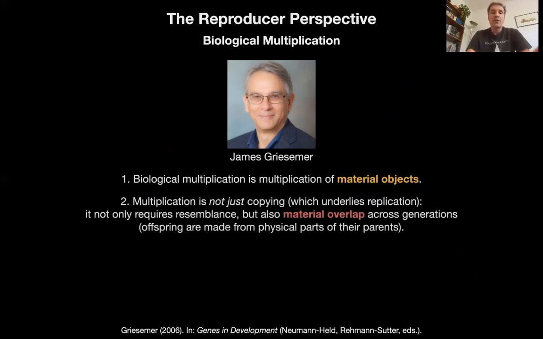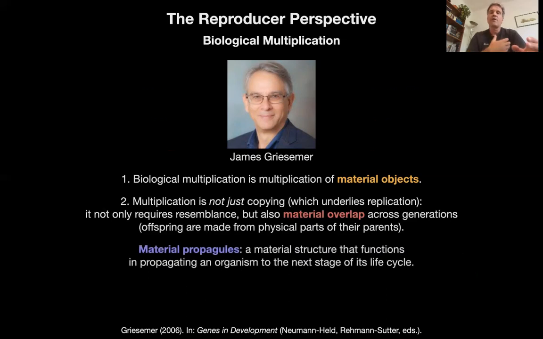Multiplication is not just copying, not just like Dawkins' idea of a replicator. It not only requires resemblance, which is what defines copying, but also material overlap across generations. You are made of parts of your parents, ultimately. And without that material contribution, you cannot develop. Even Dawkins admits this in some of his writings. You cannot just have informational exchange, you need to have material exchange.